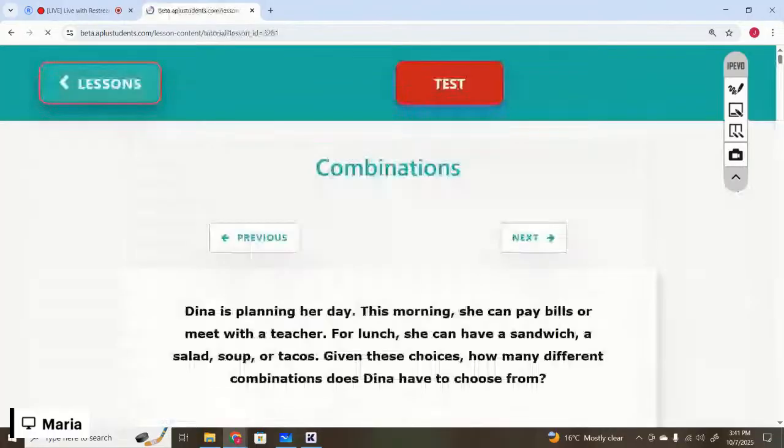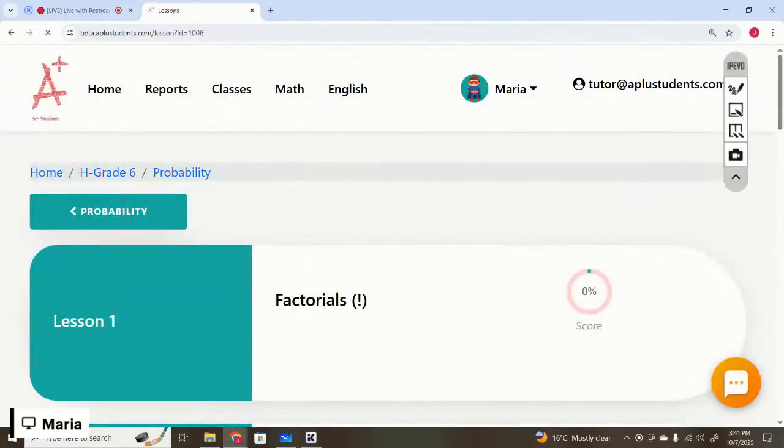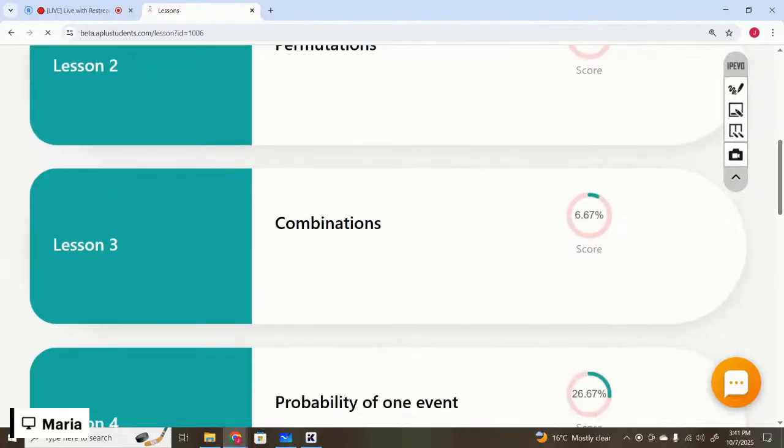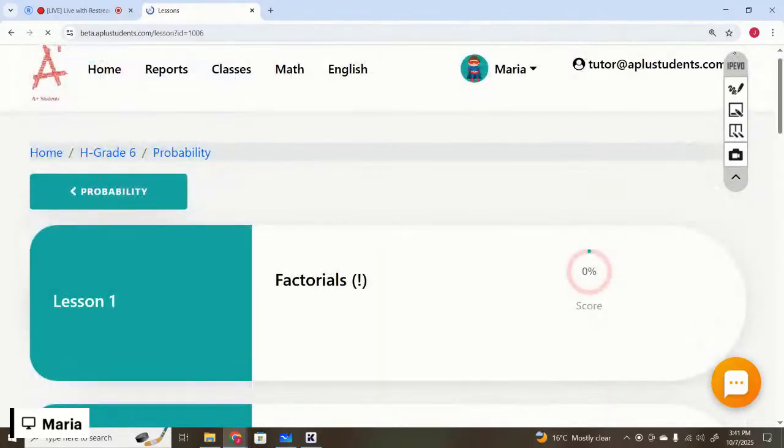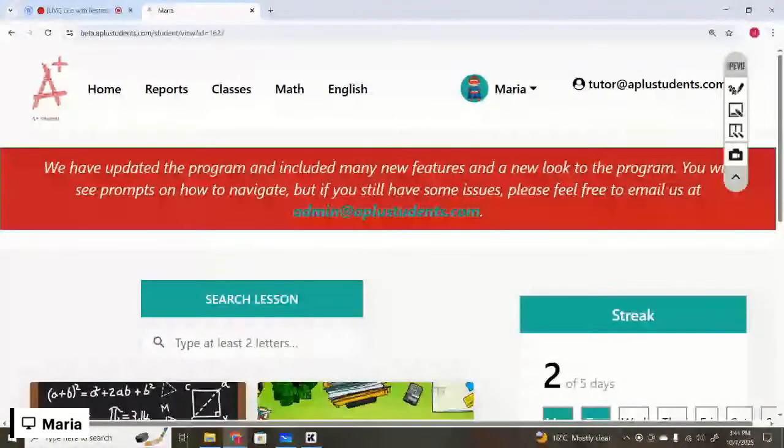So we were working on grade 6 math. The chapter we were working on is probability. The lessons we have covered today are factorials, permutations, and combinations. So please make sure before the next session you complete all the practice questions for the lessons you just did. That is your homework until next session.